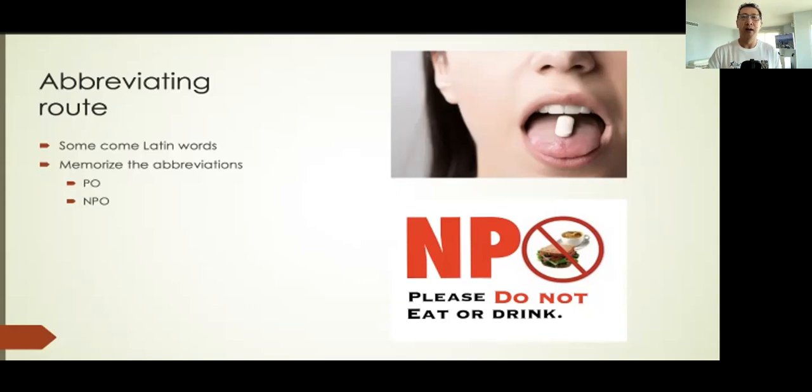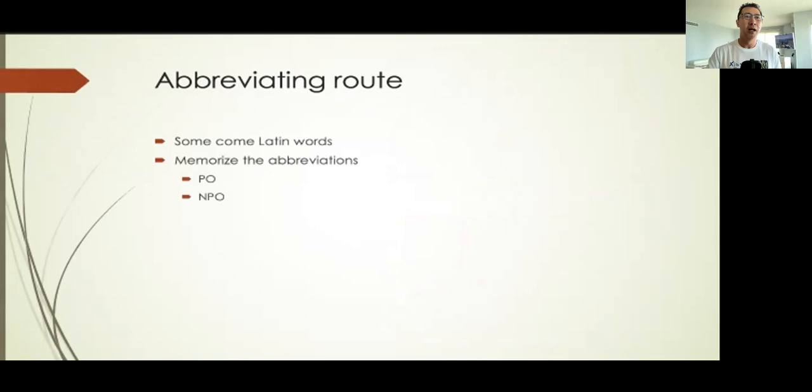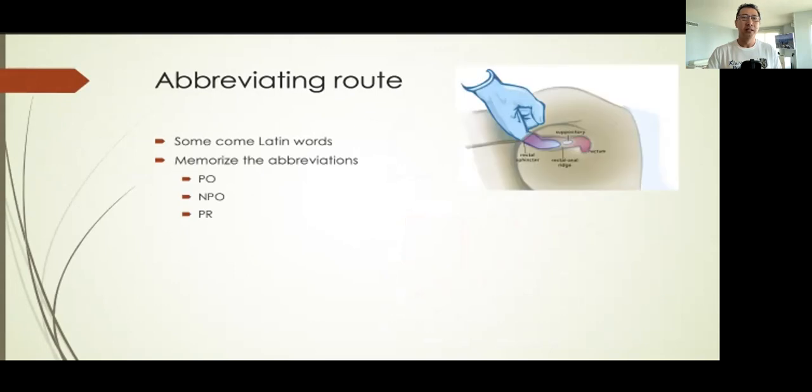NPO. Other routes. So nothing by mouth. Other routes include this, PR, per rectal. Suppositories. It goes up the butt, insert the medicine in there with your finger, and that's it. We have a slew of medicine that would go up the rectal route. Hopefully, when we get to do this, I'm going to be there. I'm your clinical instructor, and you get to do this with me so I can walk you through it. And it's fun times, at least for you.